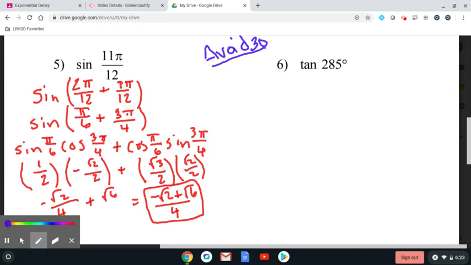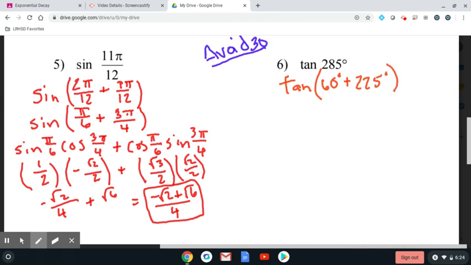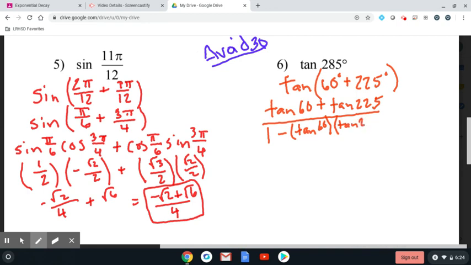Okay, so one way that we can look at 285 and split this up without using 30 degrees is tangent of 60 degrees plus 225 degrees. So when we use our identity, we're going to plug all this in. We're going to have tangent of 60 degrees plus tangent of 225 degrees, and that's all going to be over 1 minus tangent of 60 times tangent of 225.